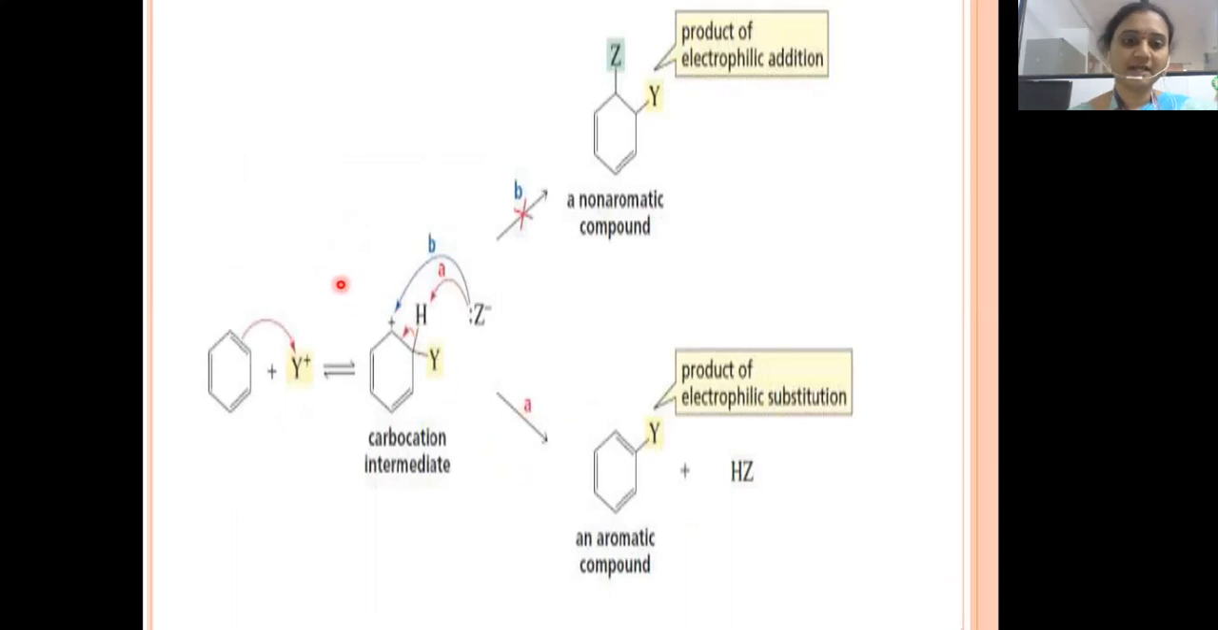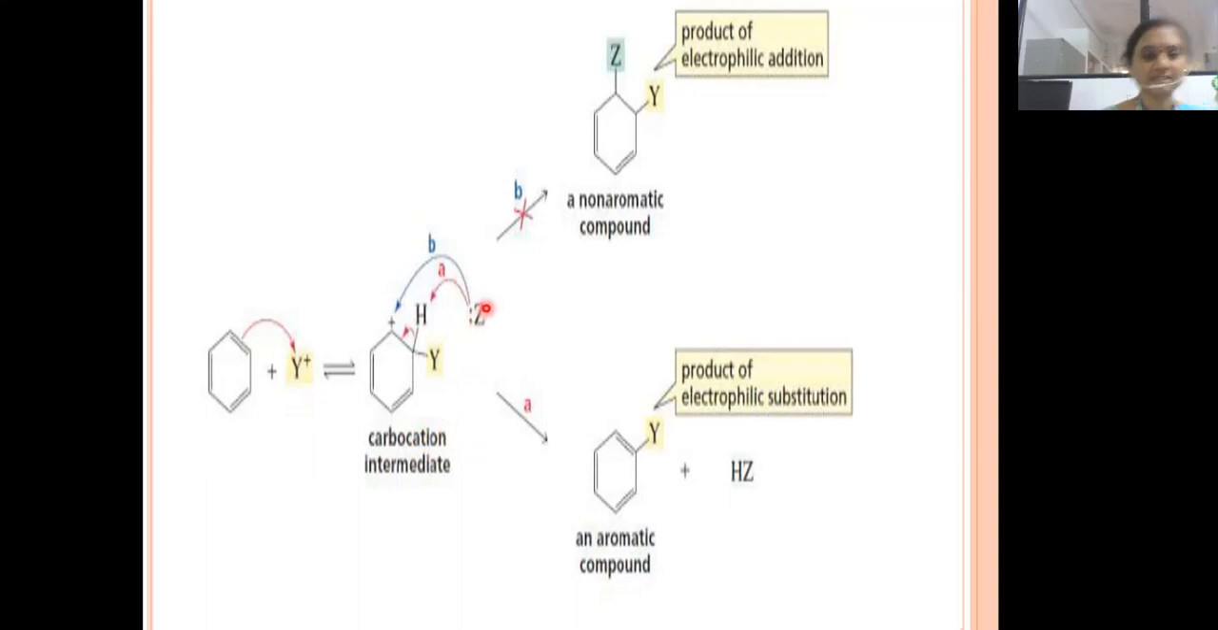See what will happen if benzene undergoes an addition reaction and what will happen if the benzene ring undergoes a substitution reaction. Which is suitable for it? For that, you take benzene and add the electrophile to form a carbocation intermediate. For both addition and substitution, the carbocation intermediate is the major intermediate complex.